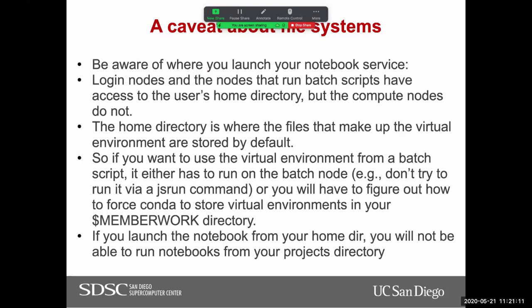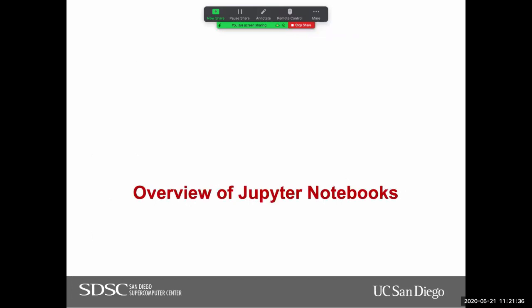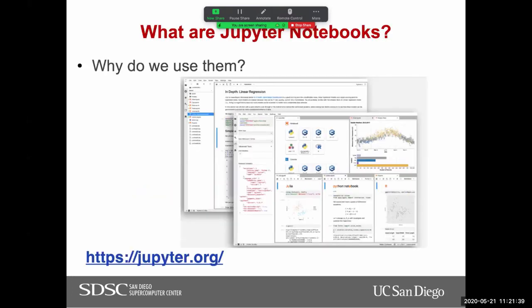And again, caveat, be aware of where you launch your notebook. The login nodes and the nodes that run batch scripts have access to the home directory, but the compute nodes don't necessarily. It depends on the system and how they've implemented it, and where you launch your notebook, like I said, will affect what file system you can browse, and you might not be able to access your notebook.